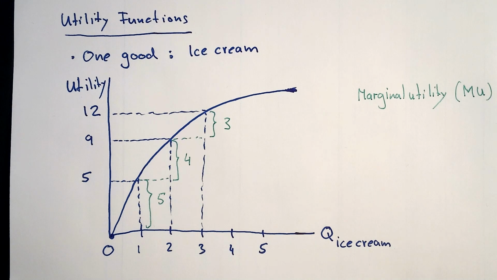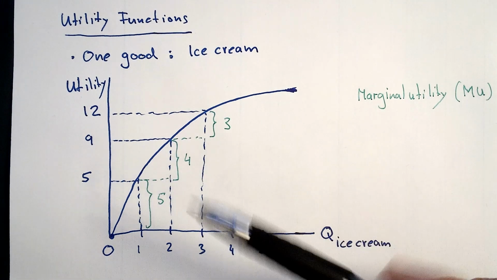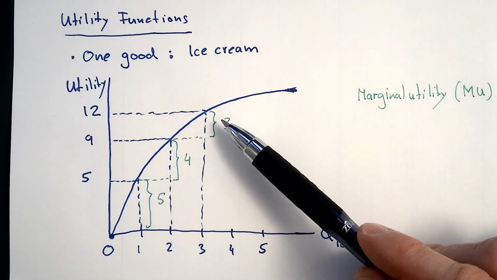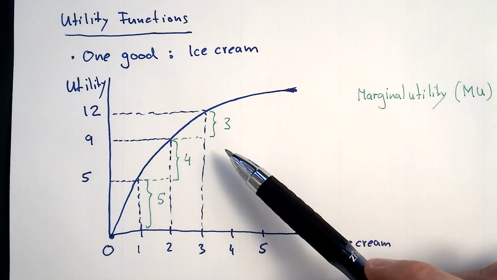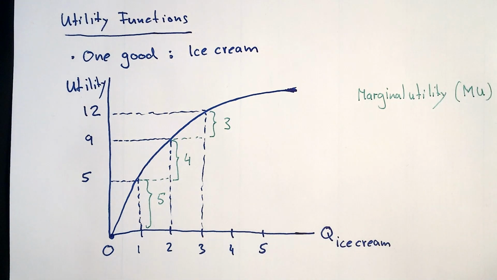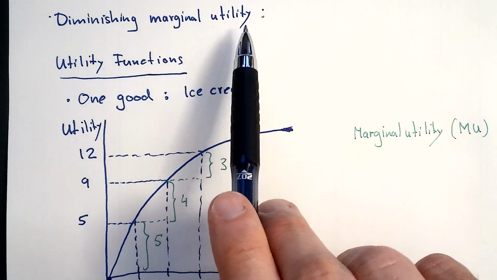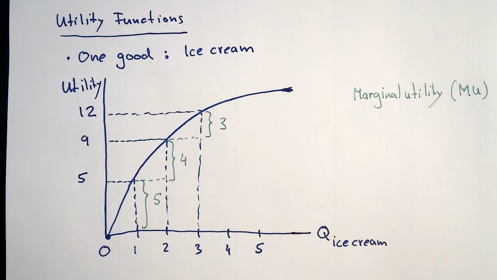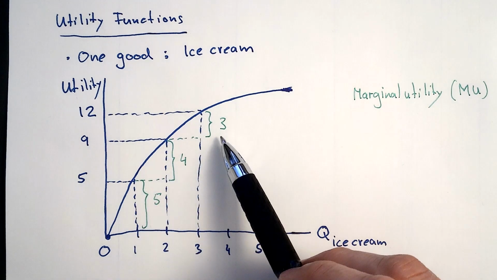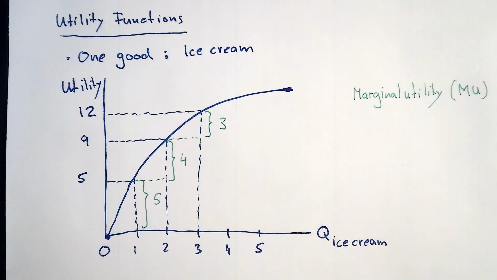So as you can see, the more ice cream cones you get, your utility is still increasing, but at a decreasing rate, okay? Now, this is what we mean by the concept of diminishing marginal utility, okay? That your marginal utility, as you increase quantity, is diminishing, or it's going down. And note that this makes sense for mostly a lot of consumption goods, right?